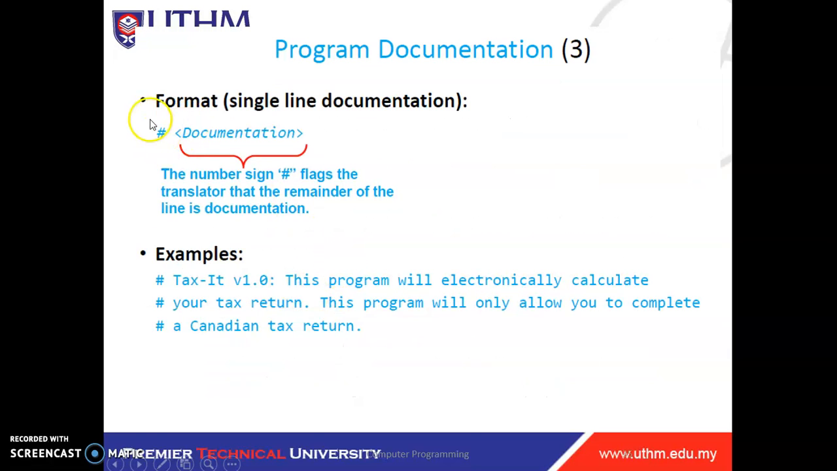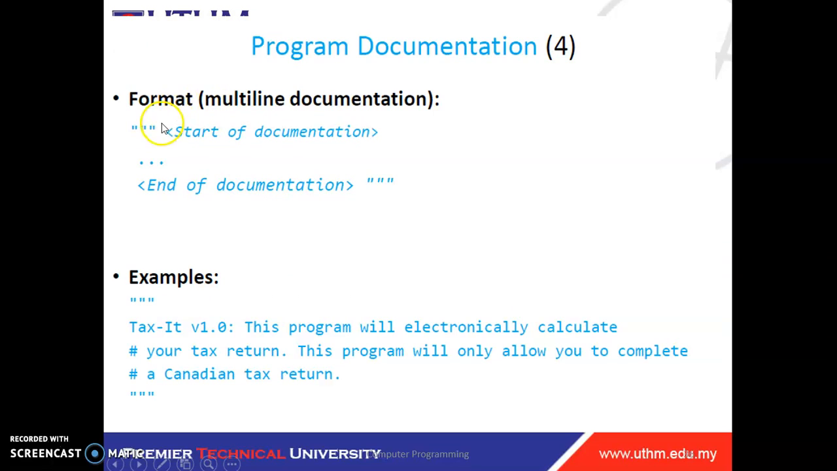So what you have to do is use the pound sign. It looks like a hash, right? This is called the pound sign, and it is for single-line documentation. If you have multiple lines, you need to use this: three quotation marks, and end with three quotation marks.